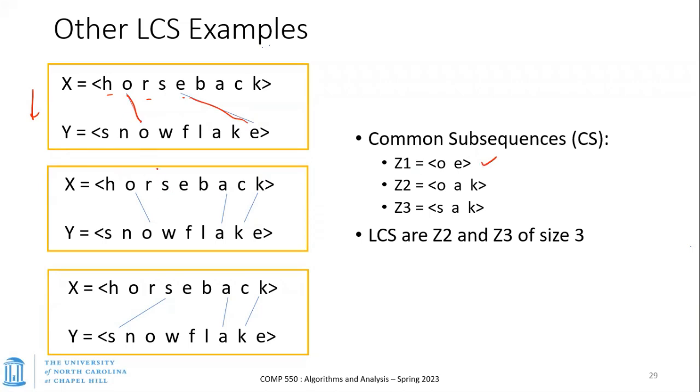Okay. But if you neglect E and you keep on going forward, you get a better match. Okay, because now you're getting A to A and K to K. So you're getting a longer subsequence. So you can see that you can't just pick the first solution that comes up. And similarly, if you go from Y to X, you could get S first, and then you could get A and then K and so on. So as you can see, in this case, there are again 3 subsequences, and 2 of them have size 3 and 1 of them has size 2. So the LCS are both Z2 and Z3. Okay.